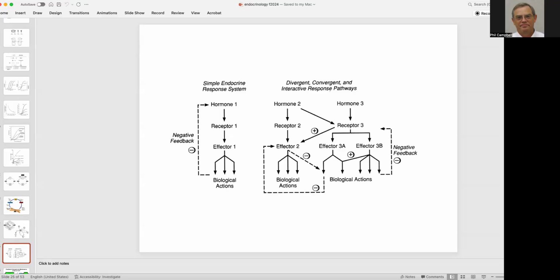But hormone 2 could impact the receptor population for hormone 3 over here. Maybe it changes affinity, maybe it changes receptor number. Anyway, it can alter the effect. Not to mention the fact that receptor 3 could change effector 2 over here. So these are just examples. The point here is that these multiple hormones, going through their own pathways, can then influence additional pathways on either side, and that can change output.